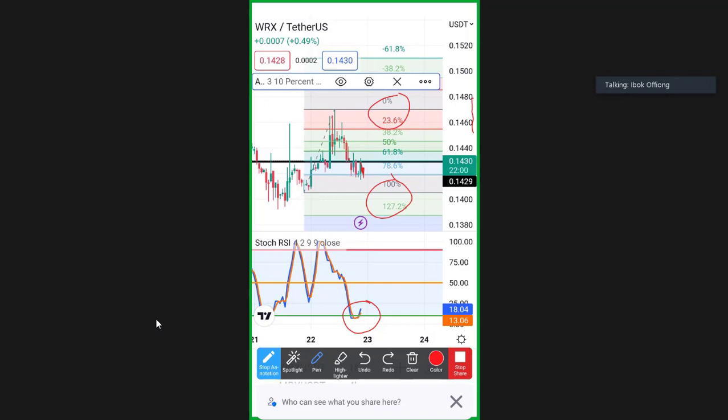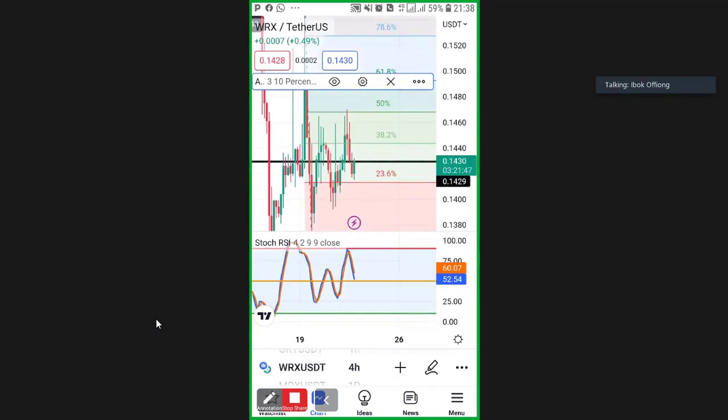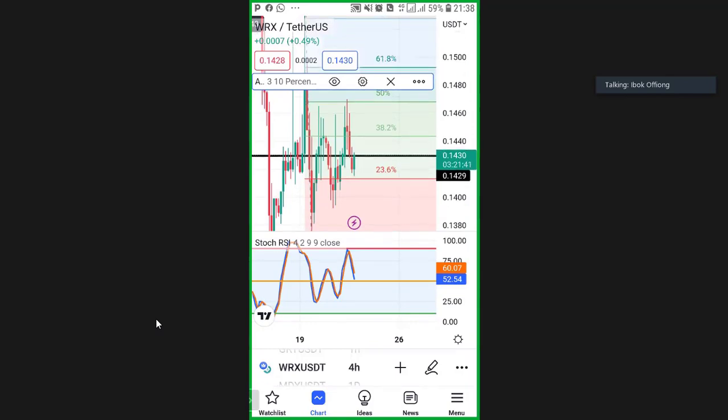The fourth condition is to confirm the trade on 4 hour, because this is 1 hour. I go to 4 hour to confirm the trade. What am I looking for in the 4 hour? Stochastic is pointing up. On the current candle, you can see the current candle is green. The buyers are in charge.